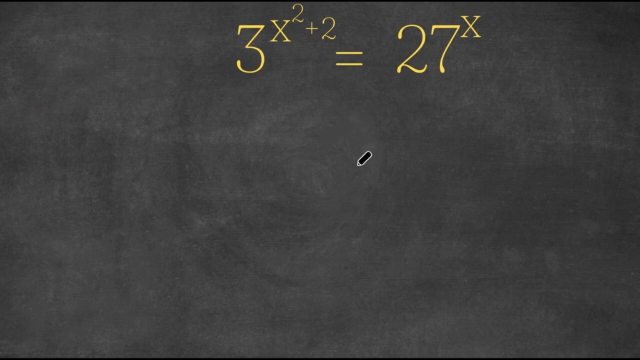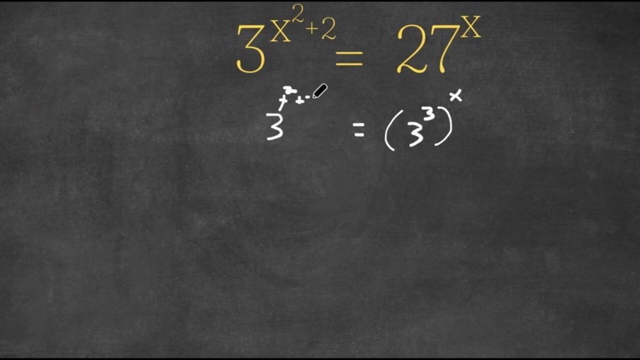In today's video, I'm going to be teaching you guys how to solve this exponential equation. So we have 3 to the power of x squared plus 2 equals 27 to the power of x. Now what I'm first going to do is replace 27 with 3 to the power of 3, because remember, 27 is 3 to the power of 3, and we are powering this with x. So we have 3 to the power of 3 to the power of x equals 3 to the power of x squared plus 2.